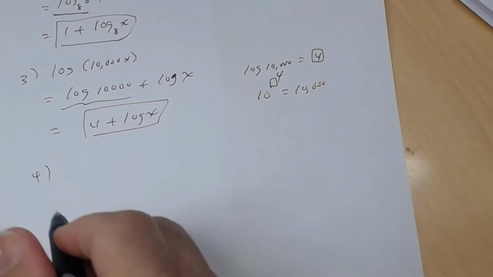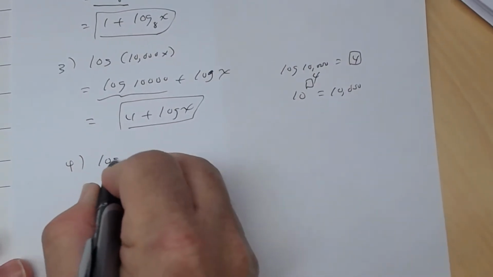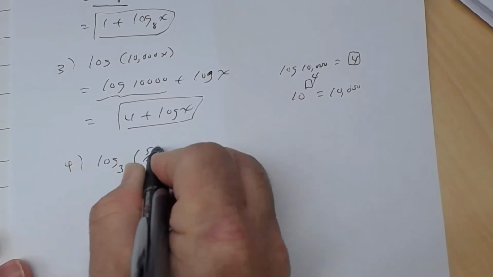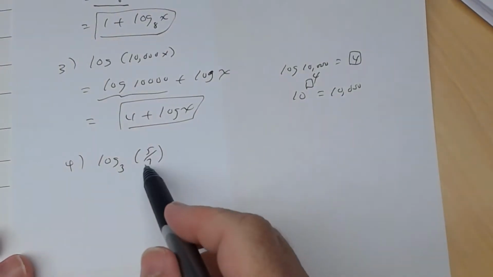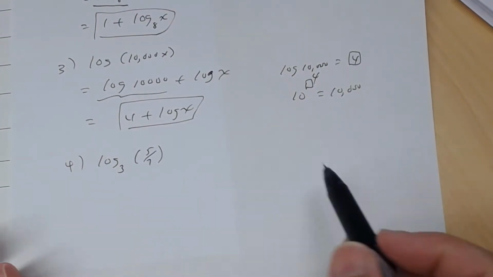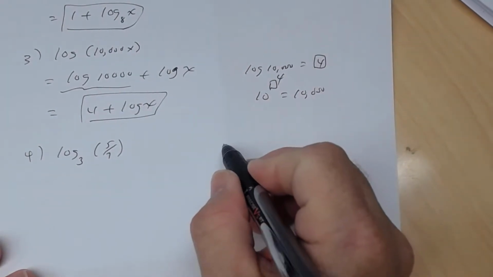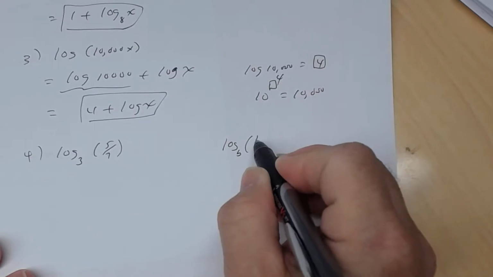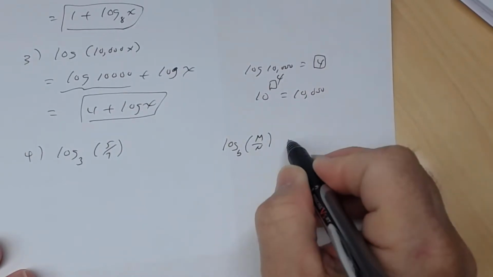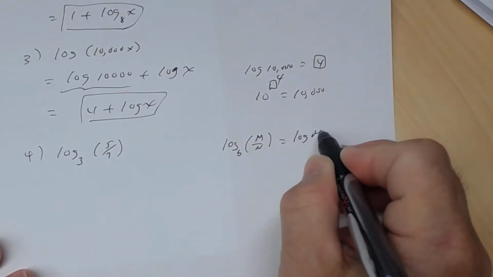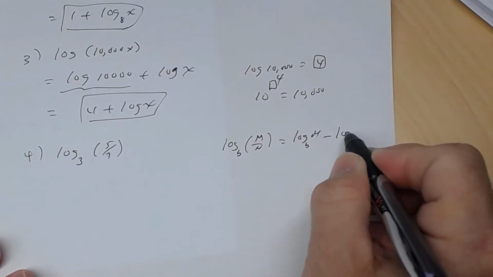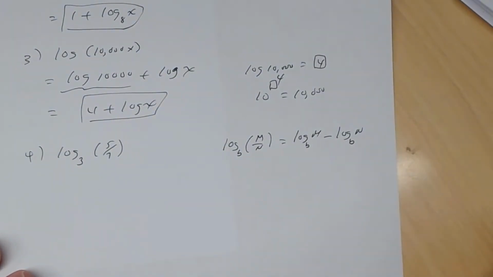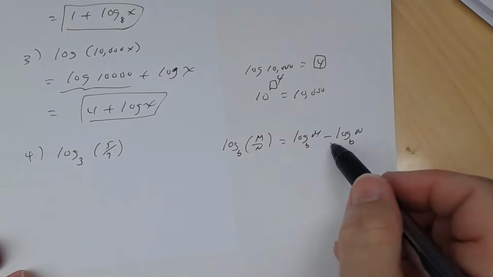All right, number 4, you have the log base 3 of 5/7. All right, so now this time you're dealing with a quotient. See that fraction, a division? So the quotient property says this: the log base b of some quotient, let's say m divided by n, is going to equal the log of m base b minus the log of n base b. All right, so it becomes a difference.